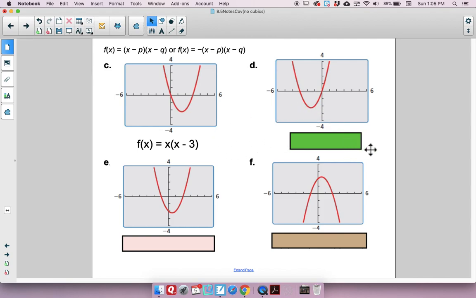Okay, what about this one? Opens up. Where are the x-intercepts? Be careful with this one. X and then x plus 3, because remember it's x minus p, x minus q, right? So if it's a negative x-intercept, it's like x minus negative 3. You might be saying, well, where's the x minus 0? Well, what is x minus 0? It's just x, so they've simplified. Okay, how about this one?